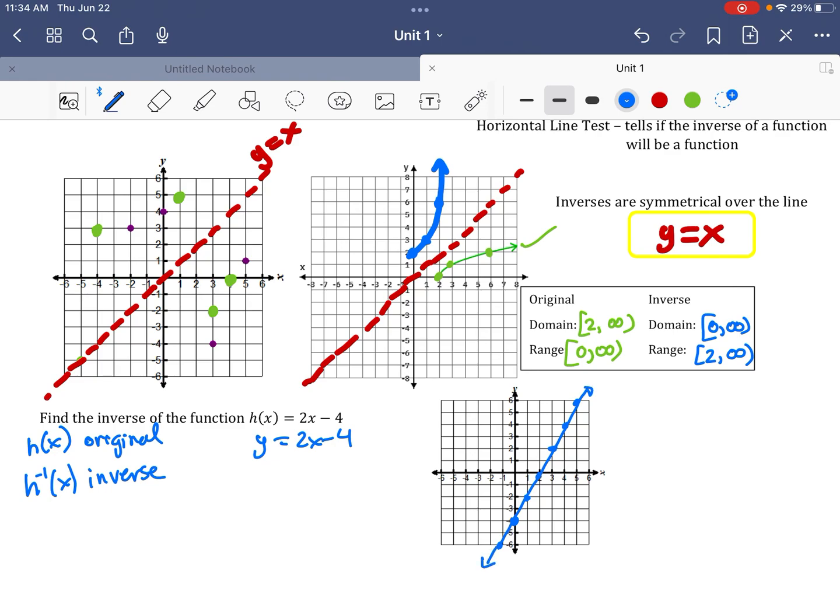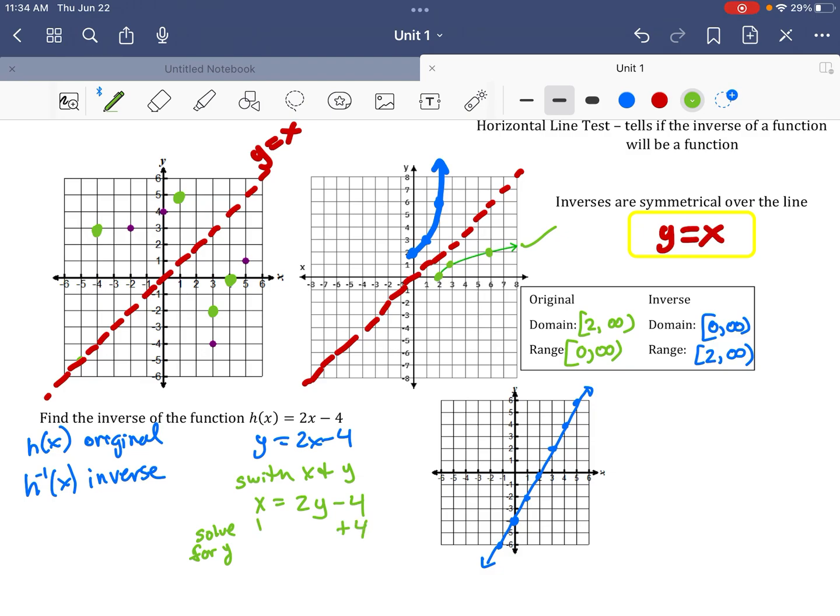All right, so let's find the inverse. When you're finding the inverse of an equation, you make it y equals instead of h of x or whatever, just to have x and y, and you switch the y and the x. So my first step, I switch x and y. You don't move anything else. So this y here becomes x, and then 2y minus 4. The next thing I have to do is resolve it for y, so I can graph it again and take a look at it. All right, so I'm going to solve this for y.